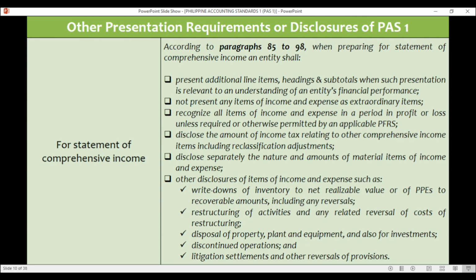Any realized gains or losses related to that disposal. Also, the portion of the discontinued operation should be presented in profit or loss, and litigation settlements and other reversals of provisions should be disclosed.